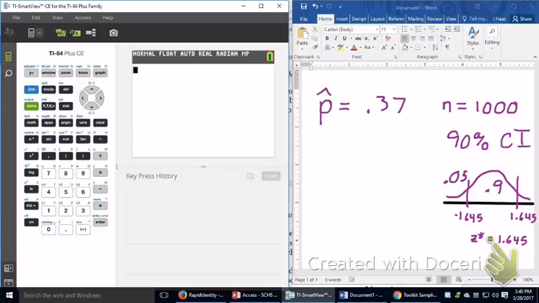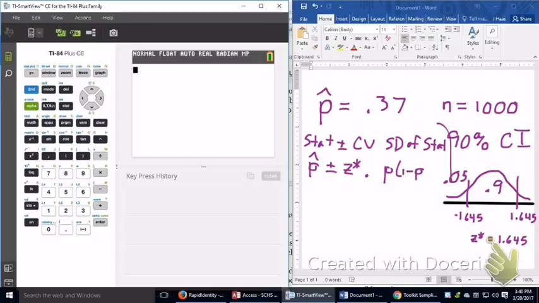Now, once I have that, I can look at the formula for the confidence interval. The general formula for any confidence interval is, as always, your statistic plus or minus your critical value times the standard deviation of your statistic. In this particular case, my specific statistic is p-hat. For proportions, my critical value is z-star. And the standard deviation of a sample proportion is equal to the square root of p times 1 minus p over n.